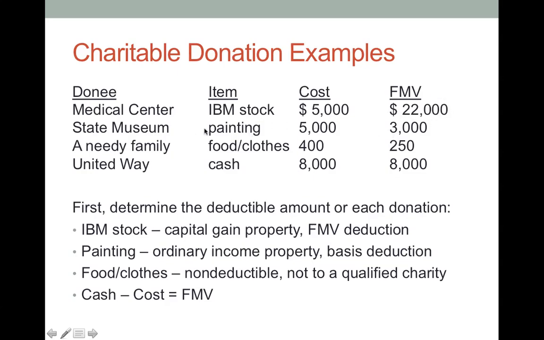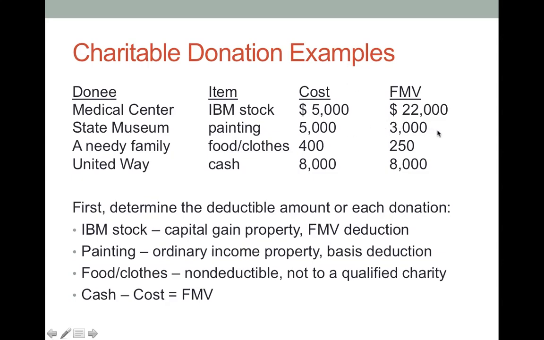The next donation is a painting to a museum. The taxpayer purchased a painting for $5,000. Today it's only worth $3,000. So this is not capital gain property, because if we sold this asset instead of donating it, we would realize a loss. Capital gain property is only property that, if you sold it, you would realize a long-term gain. Because if we sold this, we would generate a loss, it is not capital gain property.